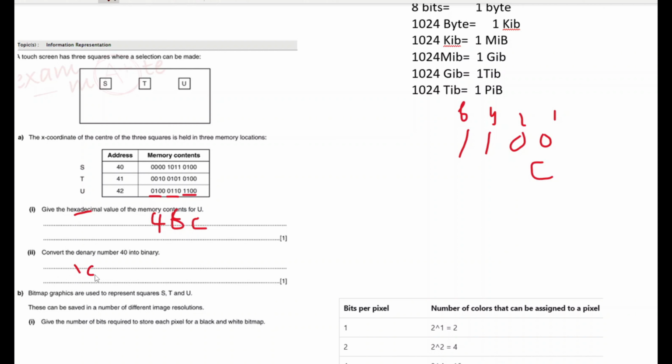1 0 1 0 0 0. When I write this with the powers, it is 1, 2, 4, 8, 16, and 32. You can read in the question that they have not specified that you have to represent it using an 8-bit register. So whenever I get 40 by adding these different bits, I will stop there. I don't need to add further zeros on the left-hand side to make it 8-bit. So just remember, 40 is equal to 101000, right?